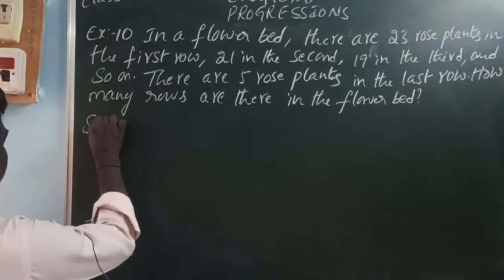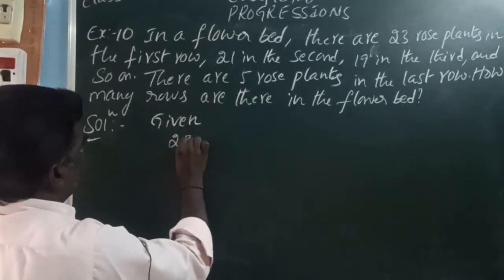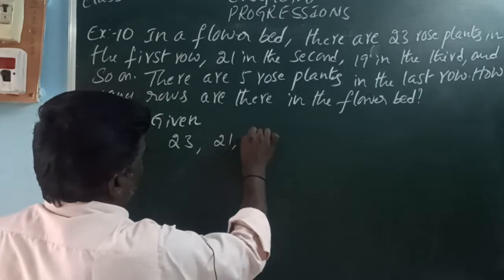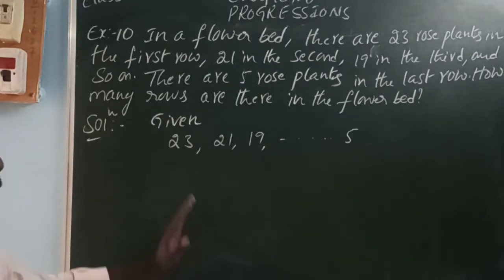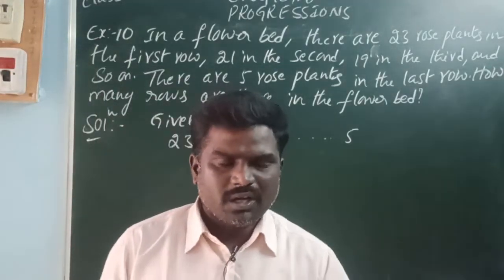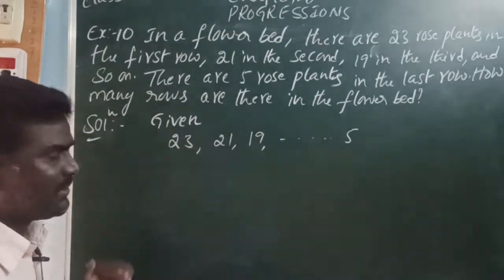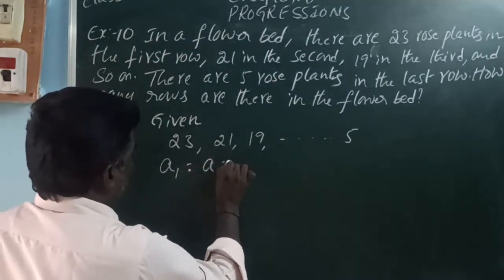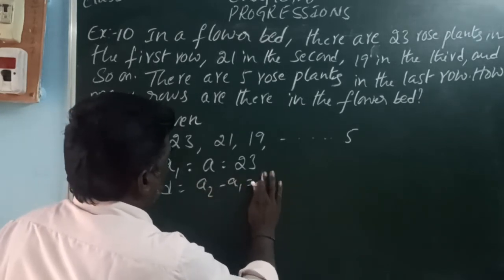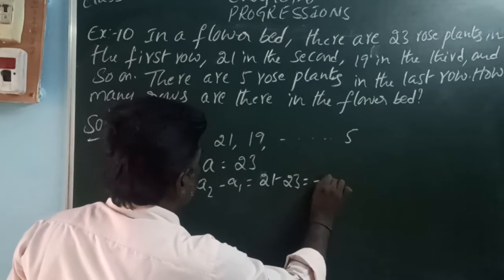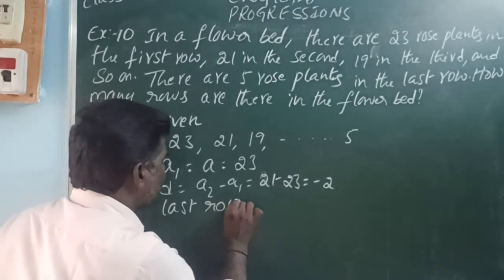So here given, the first row has 23 rose plants, second row 21, third row 19, and so on. The last row has 5 rose plants. They ask how many rows. How can we find it? By using the nth term. Before we find the nth term, first find the first term and the common difference. The first term a is equal to 23, common difference a2 minus a1, 21 minus 23, that is equal to minus 2. So the last row is, how many are there? 5.